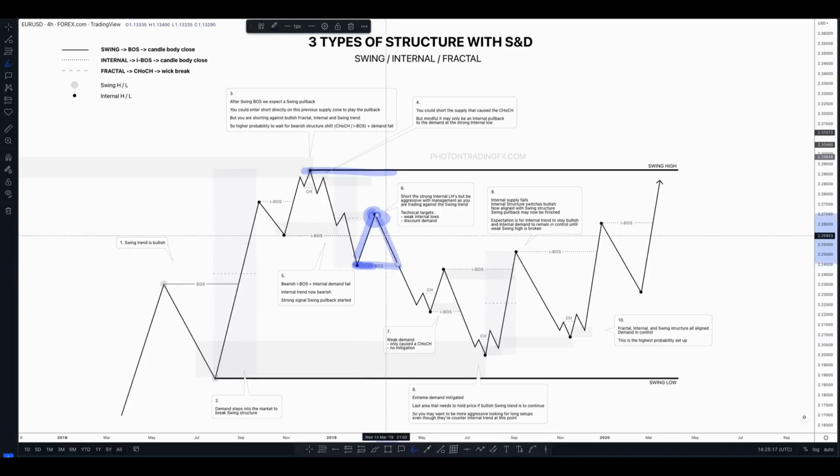so take your profits here, or you could target all the way down until we reach discount demand, or maybe you just want to use a quick fixed R target and you always take 5R. The point I'm trying to make is you just need to be a bit more aggressive when you're trading against the swing trend, okay? Now, as we're coming down, we're getting near the discount of this swing leg.